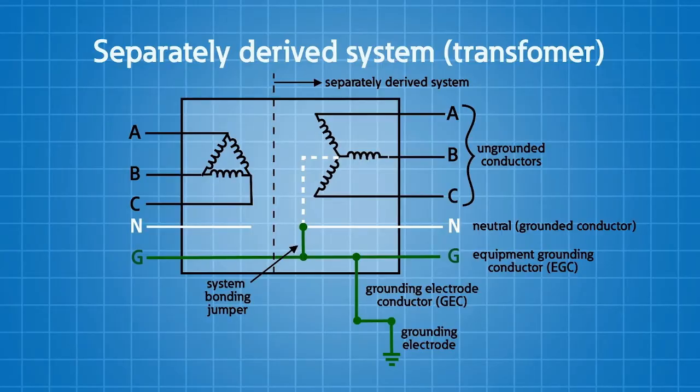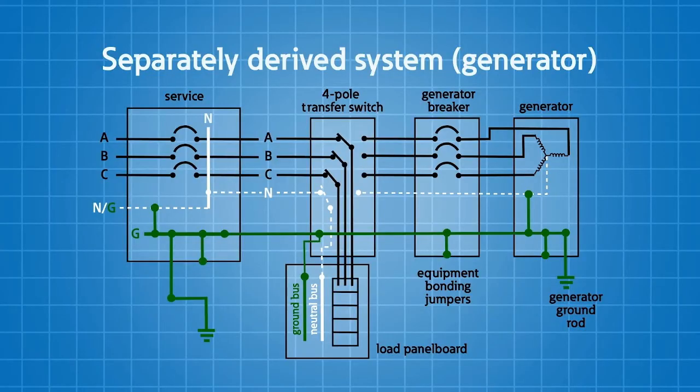A very common transformer you'll have in a power distribution system is your delta-Y grounded transformer. There is an isolation between the primary and the secondary. You're establishing a separately derived system on the secondary of that transformer. And if we look over at a generator, you'll typically see people drive a ground rod next to a generator, and they'll bond the enclosure of that generator with that ground rod. If they connect the neutral to that enclosure inside the generator, they're establishing a separately derived system.